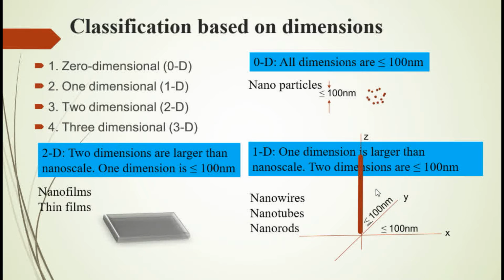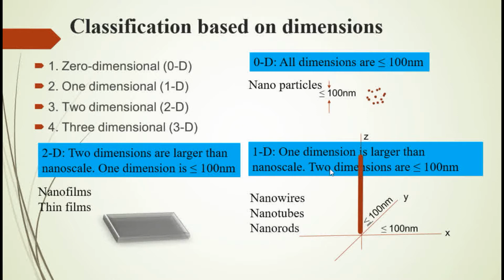Today let's discuss the classification of nanomaterials based on dimensions. Nanomaterials are classified based on their dimensions into zero-dimensional nanomaterials, one-dimensional nanomaterials, two-dimensional nanomaterials, and three-dimensional nanomaterials. In the zero-dimensional nanomaterials, all the dimensions are less than 100 nanometer.